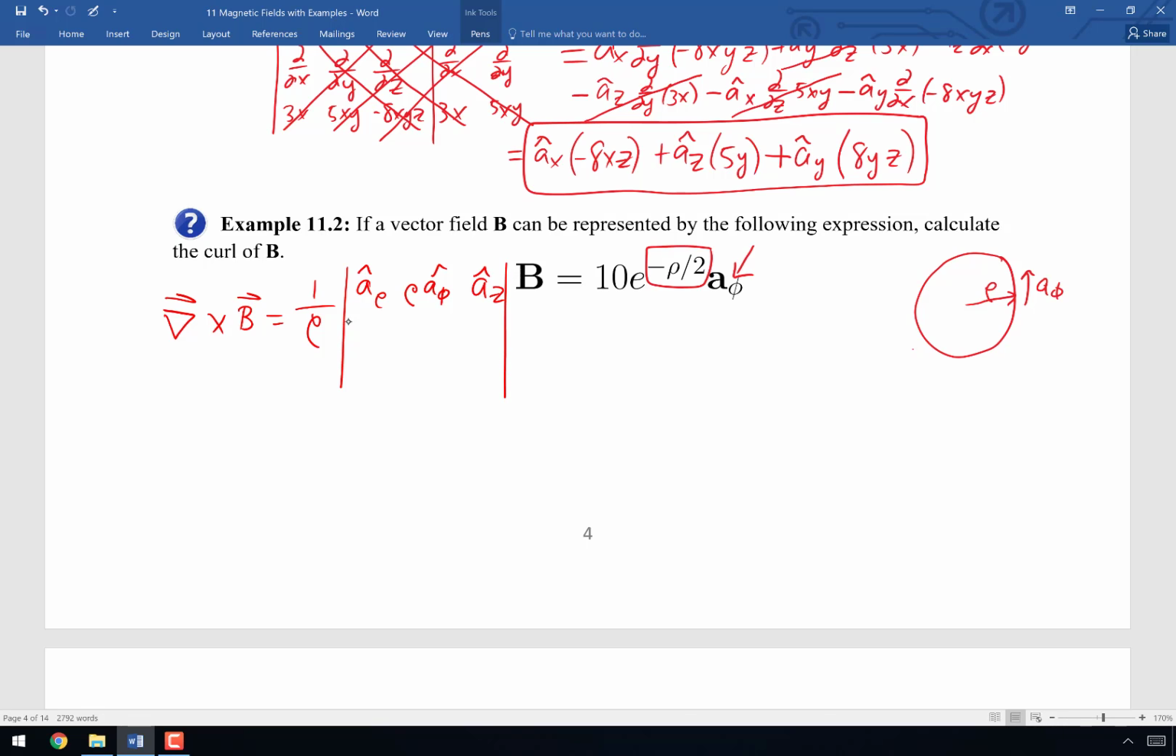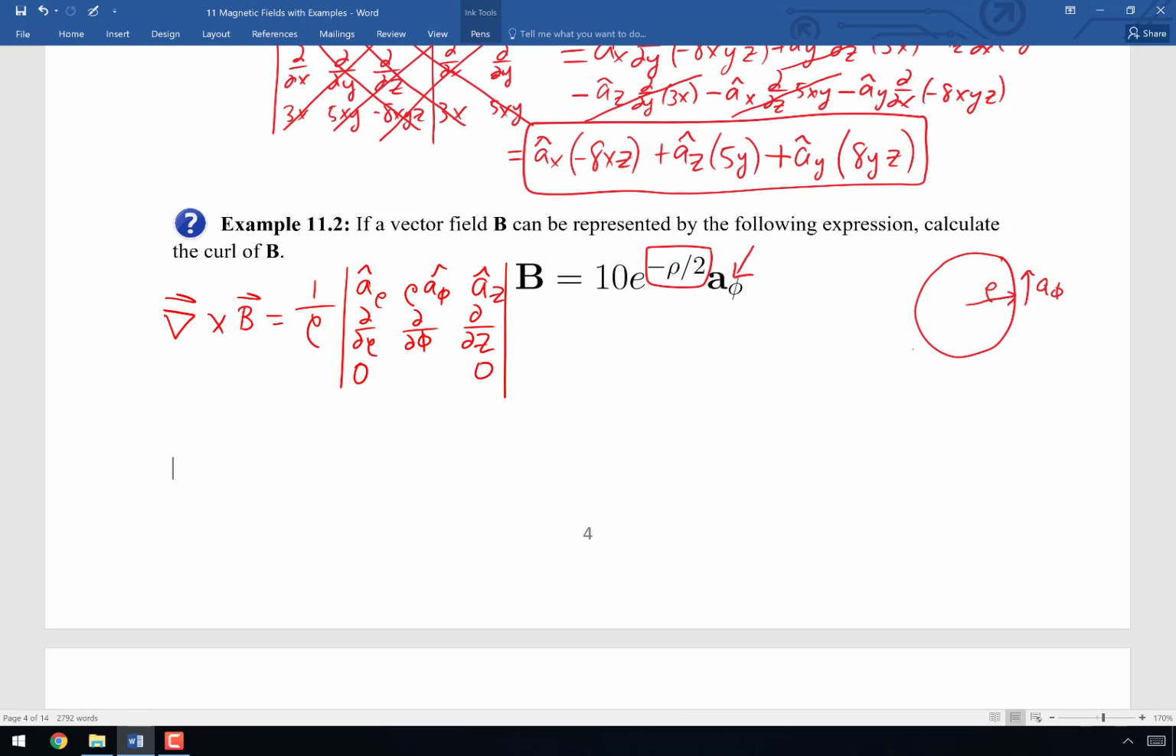And then on the second row is going to be the partial derivatives. So there's the partial with respect to rho, and then there is the partial with respect to phi, and then there is the partial with respect to z. And then the bottom row contains the actual components of the vector. In this case, there's only a phi component of the vector. So the rho and the z columns get 0.